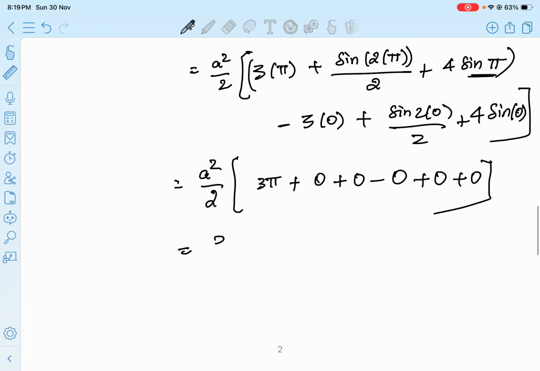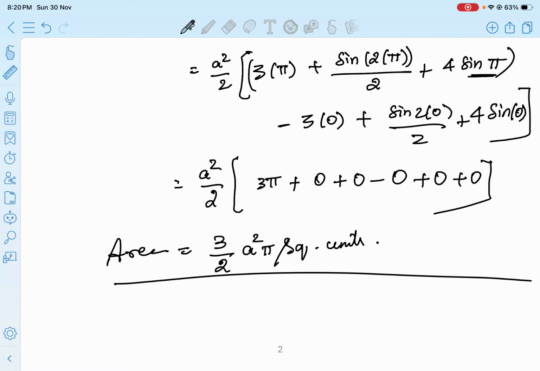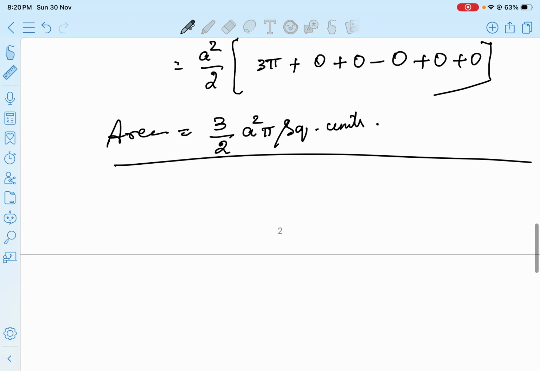So the remaining terms we have 3 by 2 a square pi also, square unit. So this is the area, the required area. That's all. And similarly we have one more problem. So let us finish this now.